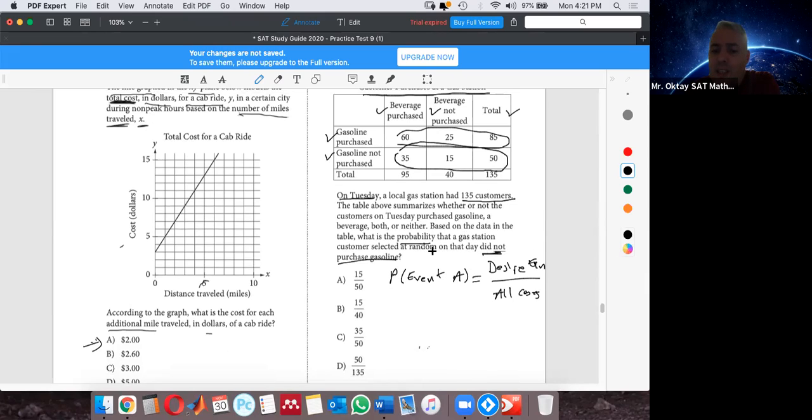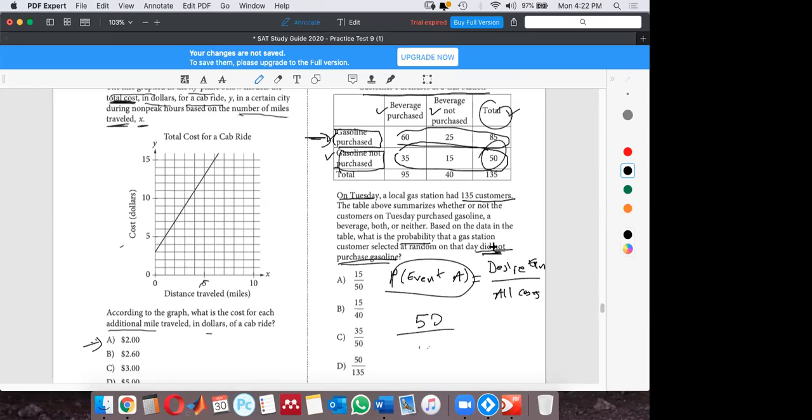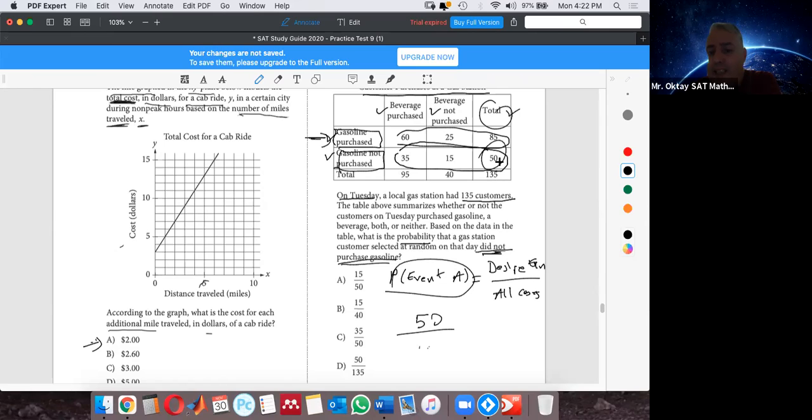When you read this question, random day, they didn't purchase gasoline. So it's clear: gasoline purchased, gasoline not purchased. So totally it is 50. Probability means what you want to see goes in the numerator. I want to see that on a specific day the people did not purchase gasoline. So how many? It is 50. And divided by all the cases. What is the total? Even both, even neither, it's 135. So this is part D.